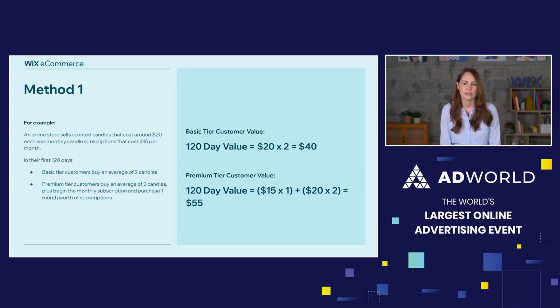So let's go back to our example. Now we're going to focus in on the customer's first 120 days. So we're still an online store selling candles for $20 and subscriptions for $15. But now we're saying that in those first 120 days, basic tier customers buy an average of 2 candles and premium tier customers buy an average of 2 candles plus begin their monthly subscription, purchasing that first month of the subscription. So we'd have a basic tier customer value of $40 and a premium tier customer value of $55.